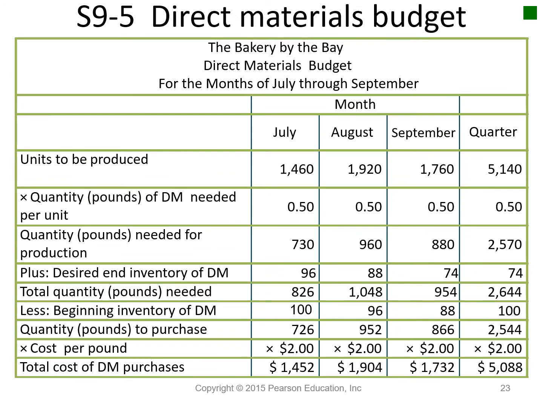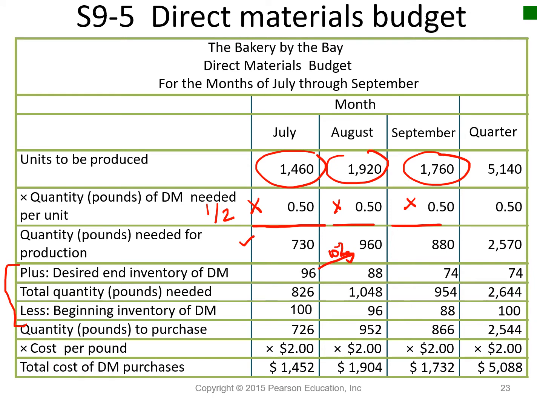So notice we've got July, August, September. These numbers were already given to you. These are your production numbers. Notice the first thing you have to do for your direct materials is you have to multiply by 1/2 because it's 1/2 pound of flour per unit, which essentially is 50%. So if you take 50% or 1/2 of 1460, that gives you your total needs for July, and you can do the same thing for August, September. So then once you do that, notice our formula. Here's our inventory formula.